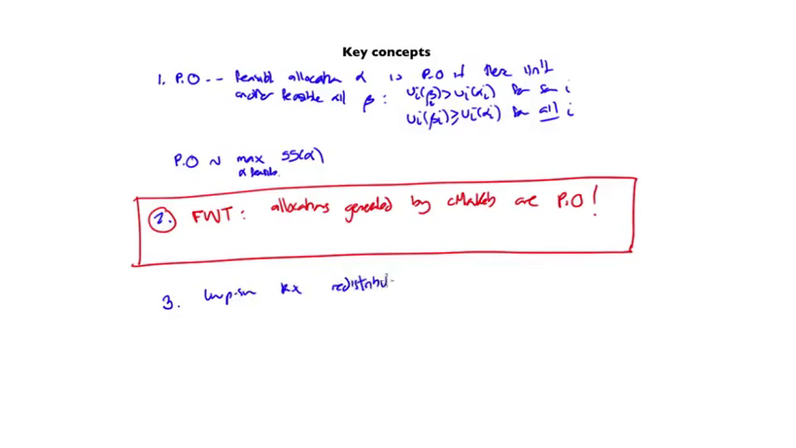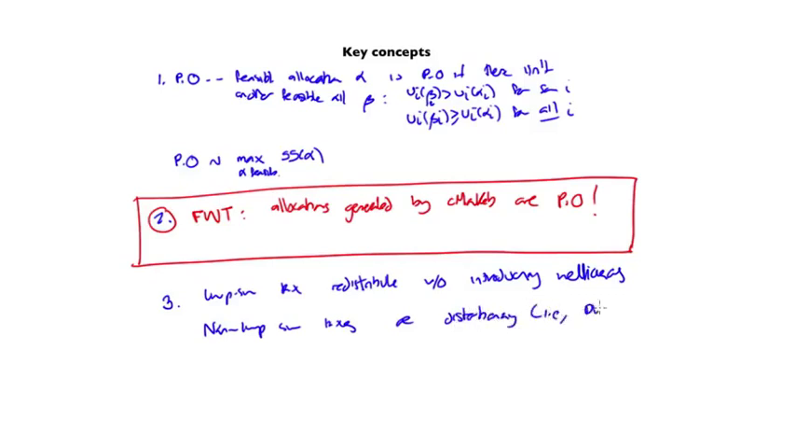And the third thing is a first insight about taxes, which we saw: lump sum taxes redistribute without introducing inefficiencies, and non-lump sum taxes are distortionary, i.e. they have a deadweight loss greater than 0.